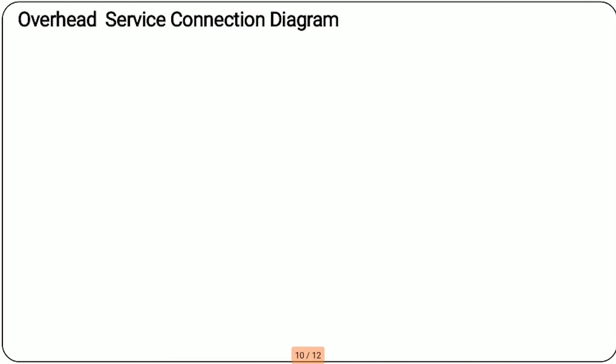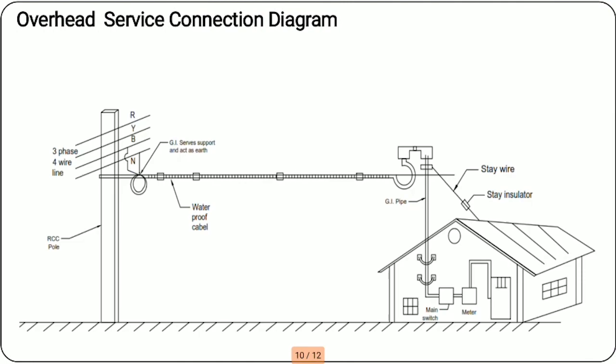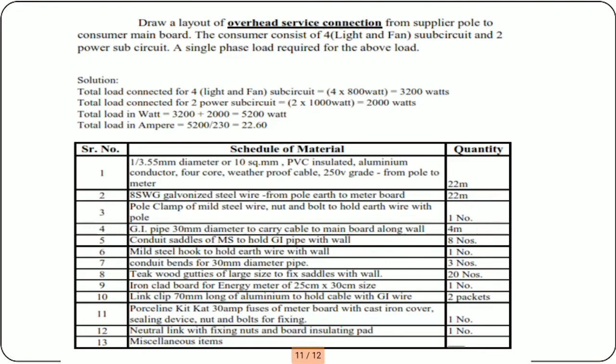Next is the overhead service connection diagram. So this is the diagram of the overhead service connection, and this diagram is also drawn in AutoCAD, then converted into PDF and pasted in this PPT. So this is the complete diagram of the service connection. Now also prepare the list of material for this cabling.